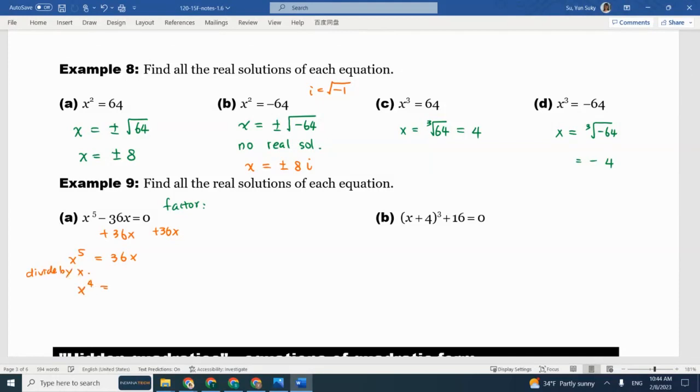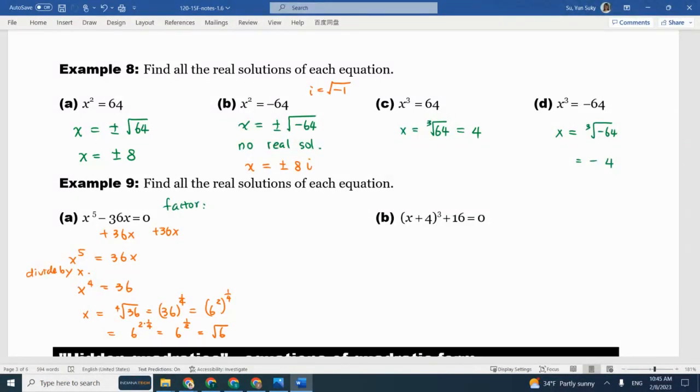Then I get x to the fourth equals 36. Okay, and then I take the 4th roots. So then I get x is the 4th root of 36. And this is the same as 36 to the 1 over 4. Right? The 4th root is 1 over 4. And 36 is 6 squared. So 6 squared to the 1 over 4 is like what? 6 to the 2 times 1 over 4, which is 1/2. So I get square root of 6.